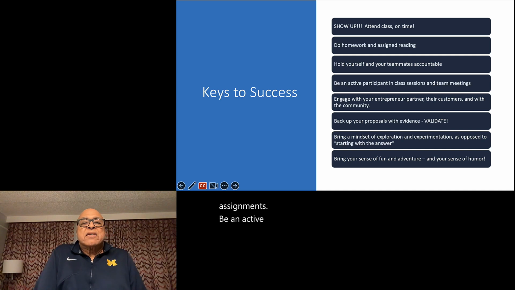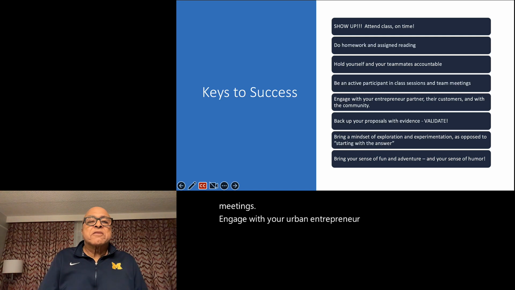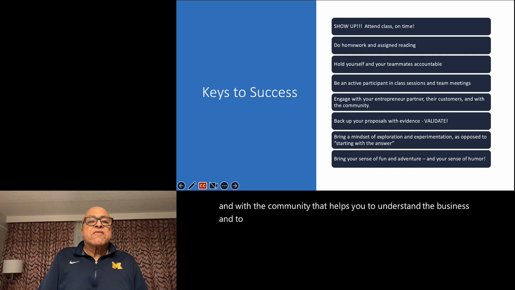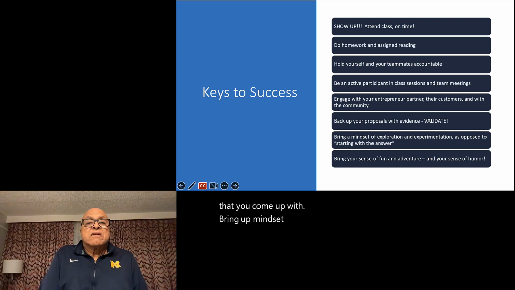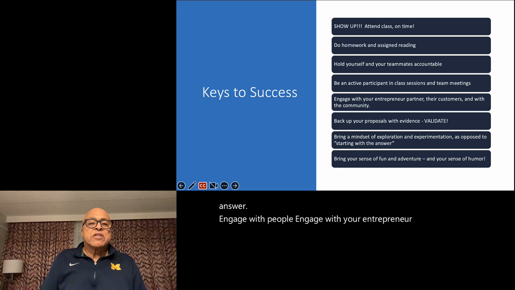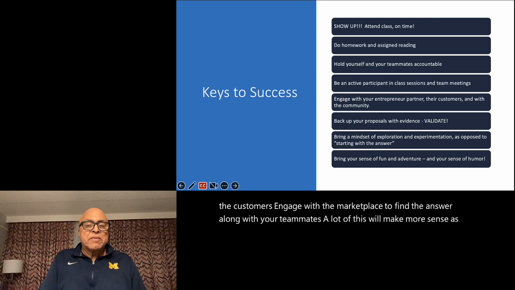Be an active participant in the class sessions and in your own team meetings. Engage with your urban entrepreneur partner and their customers and with the community. That helps you to understand the business and to give them useful information about the business. Back up anything that you propose about their business with evidence that you have gained. In other words, validate the things that you come up with. Bring a mindset of exploration and fun to the course. Don't start by thinking, without evidence, that you have the answer. Engage with people, engage with your entrepreneur, engage with the customers, engage with the marketplace to find the answer along with your teammates. A lot of this will make more sense as we get into the coming weeks.